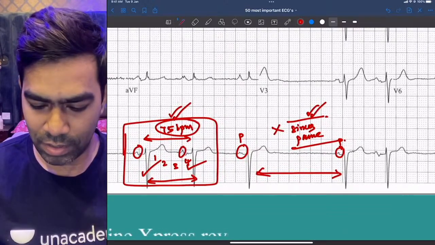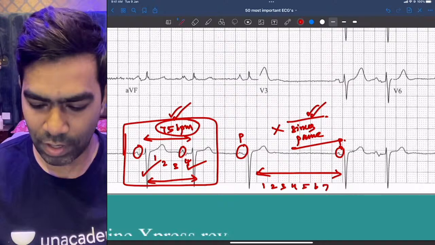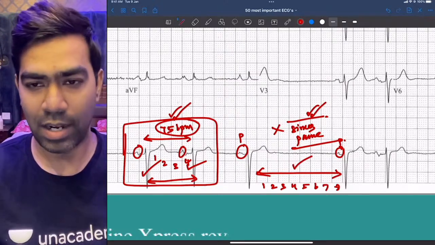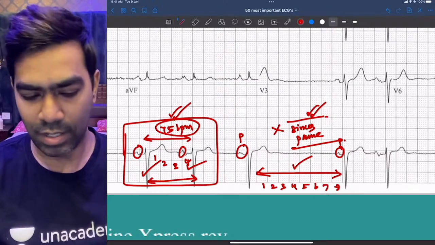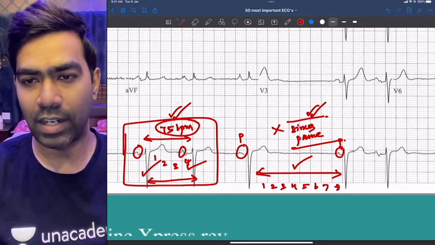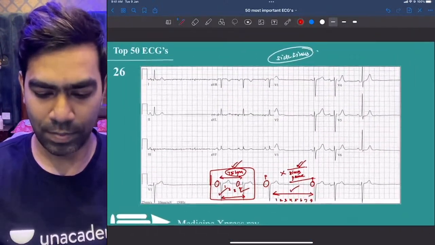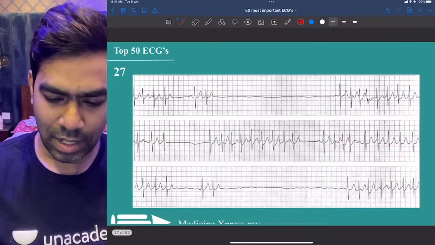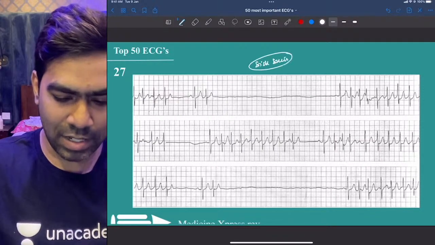So definitely it's more than 5 large boxes, 1, 2, 3, 4, 5, 6, 7, 8, almost 9 large boxes. So at this point, the heart rate is not even like 20 or 30. So this patient is very likely to have a sick sinus syndrome. There are long sinus pauses here, alternating with normal heart rates. And this is another example of a sick sinus syndrome. Sometimes it can be extreme like this.